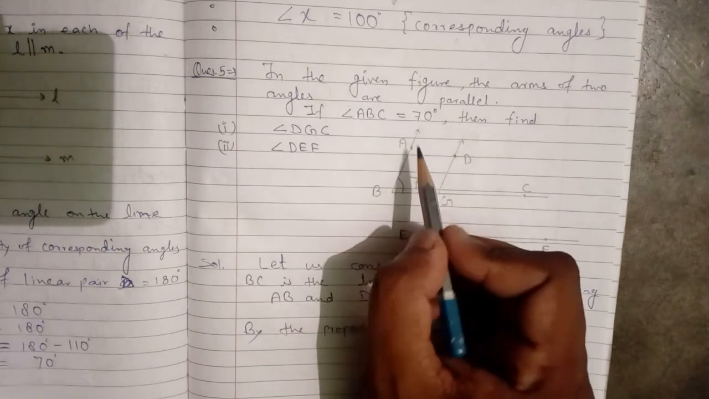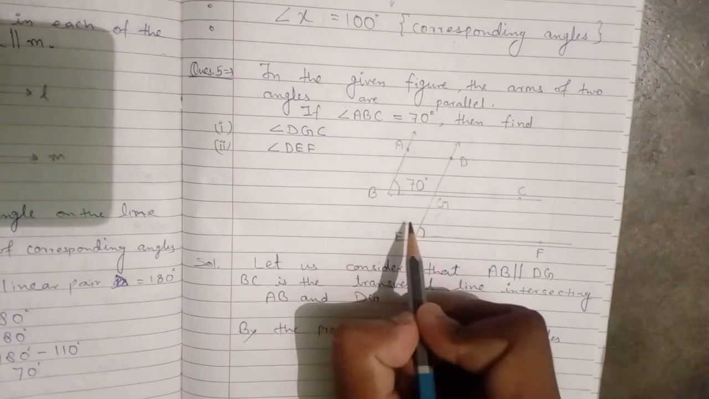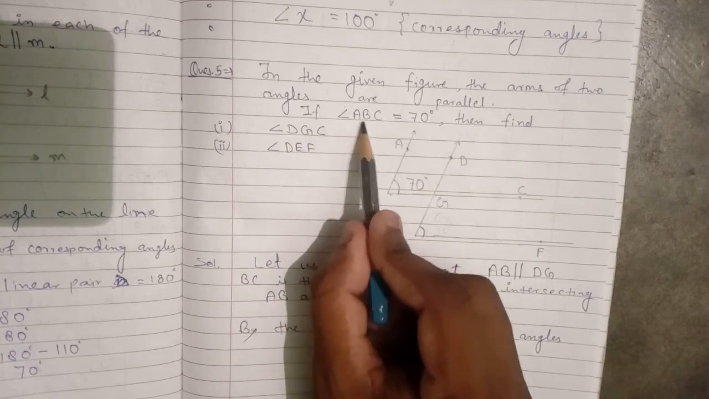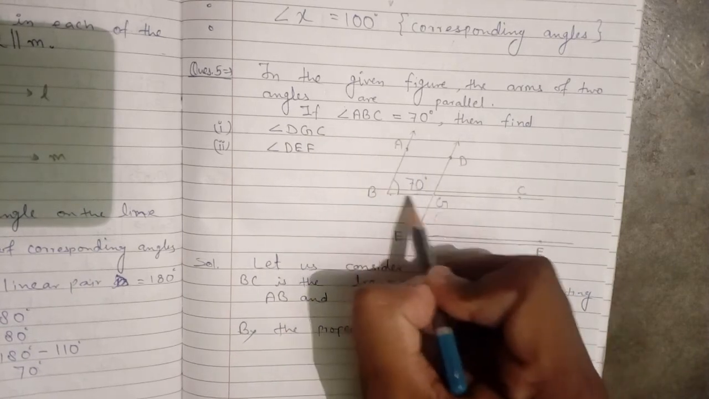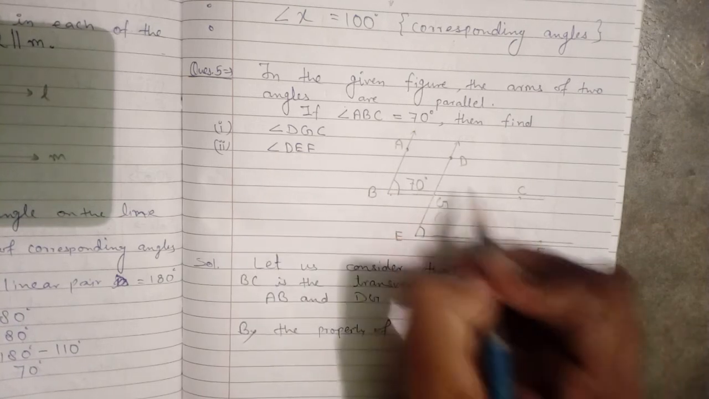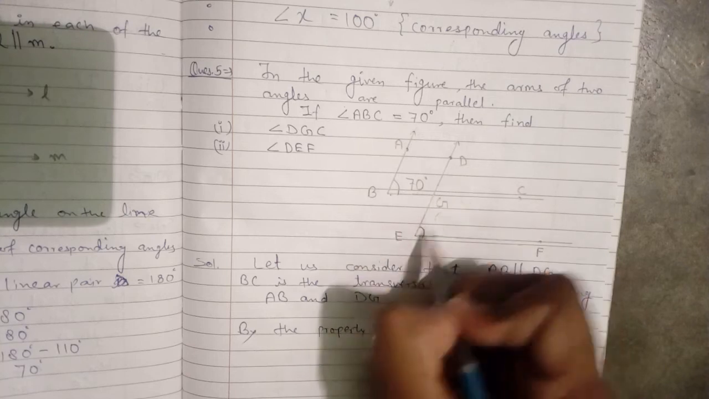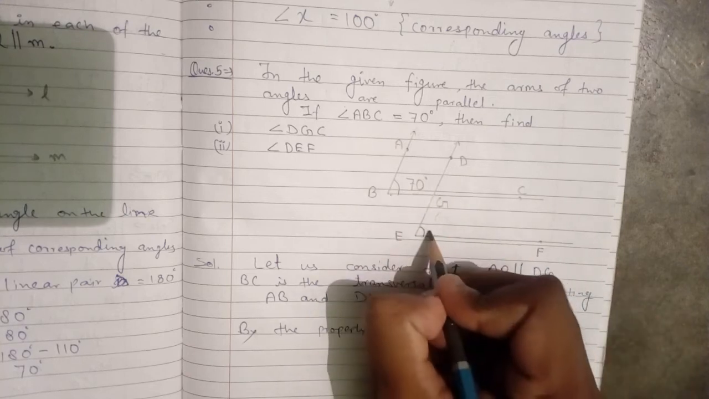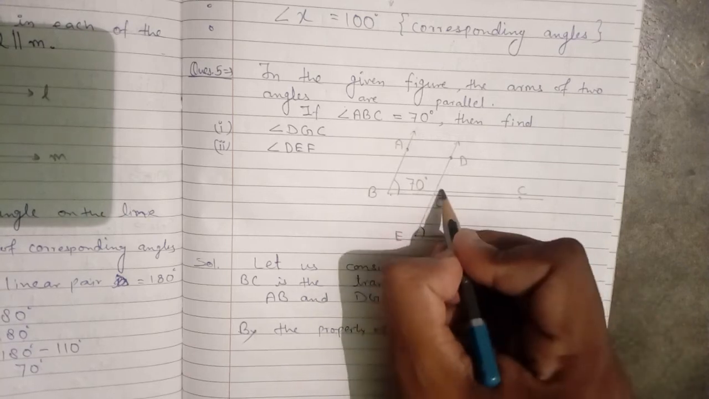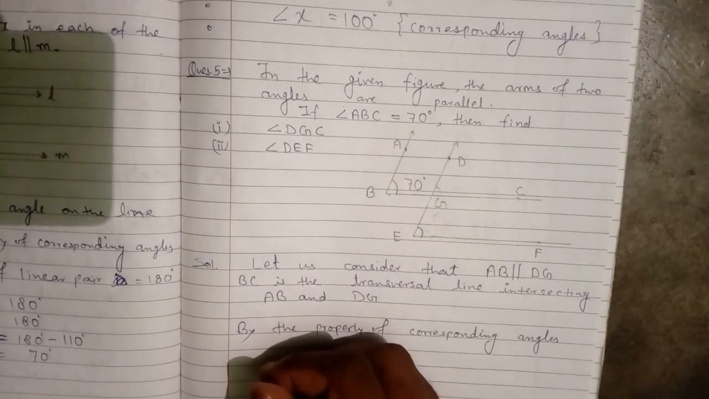According to the question, the arms of these two angles are parallel. If angle ABC is given as 70 degrees, then find angle DGC. We have to find angle DGC and also DEF. We have to find the measure of these two angles, DGC and DEF. Let us see the solution.